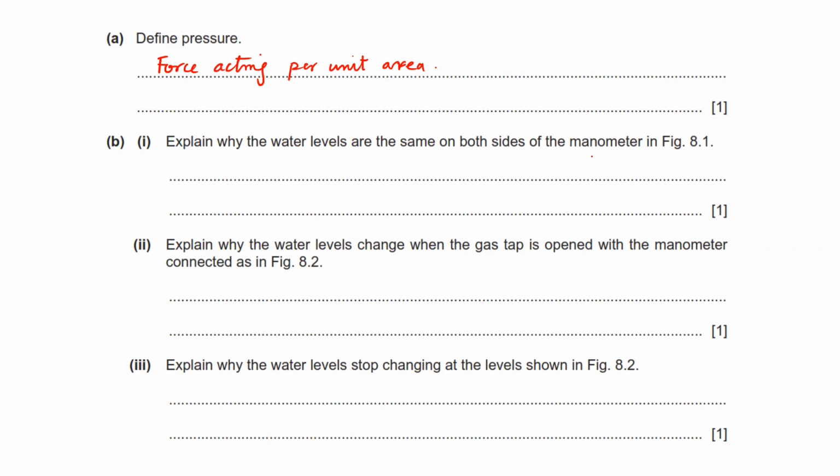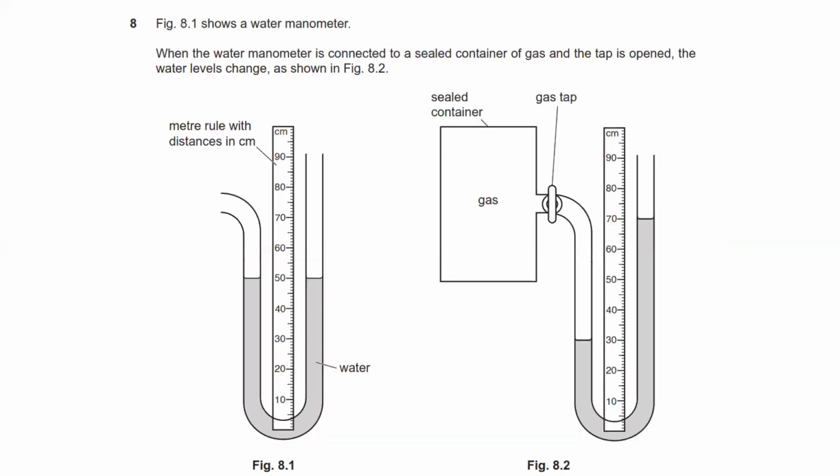Then part B says explain why the water levels are the same on both sides of the manometer in figure 8.1. So the pressure in 8.1 is the same on both sides, air over here and air over here.